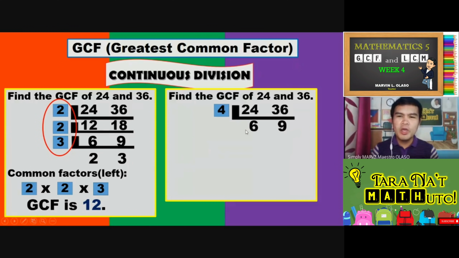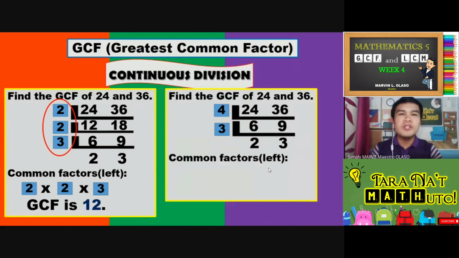Okay? So meron bang pwedeng i-divide sa 6 and 9? Meron. We have 3. Kasi 6 divided by 3, we have 2. 9 divided by 3, we have 3. Okay. Sa 2 and 3 ba, meron ka bang pwedeng i-divide? Wala na. So, stop na. Kung relatively prime or wala nang ibang i-divide, kundi 1, itigil na ang process.